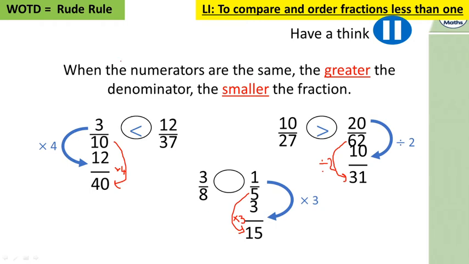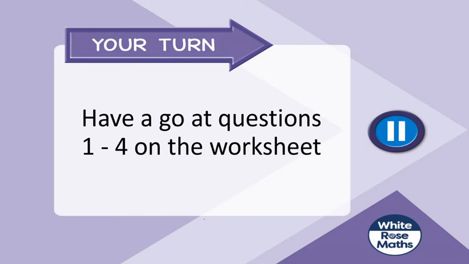Let's just check that rule again. When the numerators are the same, they are 3, 3. Let's just write that there. The greater the denominator, which one's greater? It's this one. The smaller the fraction. So this is a smaller fraction, and this one is bigger. Okay, so this is a great time to pause and have a go at questions 1 to 4 on the worksheet.